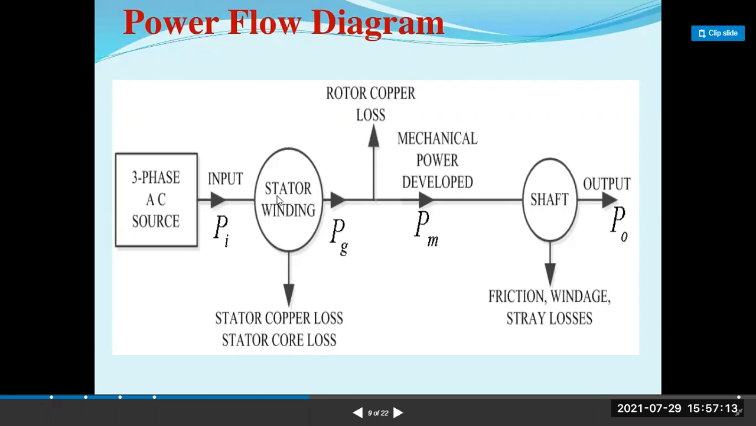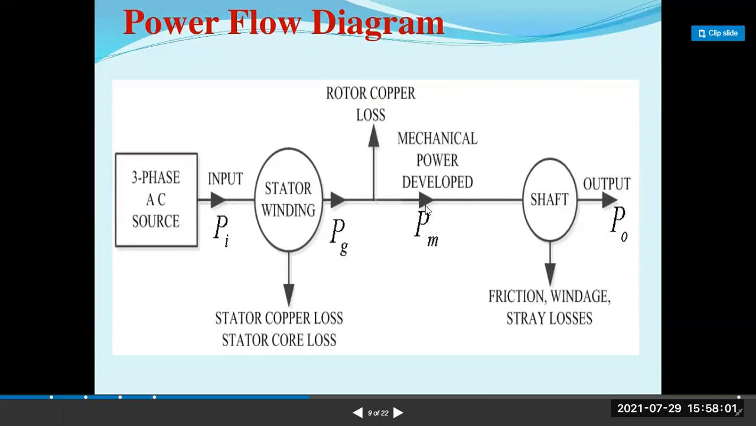Now, after the stator winding, there will be the air gap, and after the air gap, the path goes through the rotor part. The rotor part includes the rotor winding, and for the rotor winding there will be rotor copper loss, because there is very little magnetic material. That's why we have used only rotor copper loss. After the rotor copper loss, the output is the mechanical power developed. As this is an induction motor, electrical power is converted to mechanical form after it crosses the rotor part. That's why this is termed the mechanical power developed.